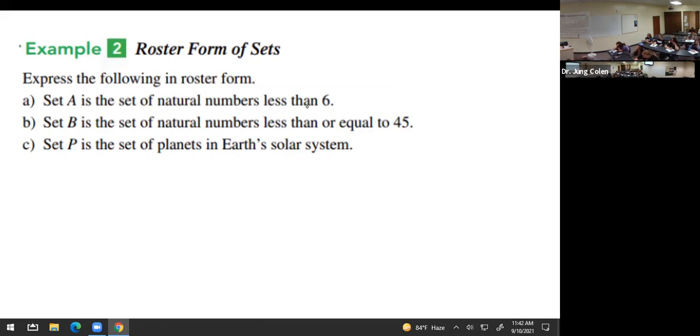Set P is the set of planets in Earth's solar system. So part C is integration of math and science. Isn't it nice? Math is always integratable with other subjects. Think about it. You guys can talk about this with your neighbor. I strongly encourage you to do so. And I will just call your name randomly.